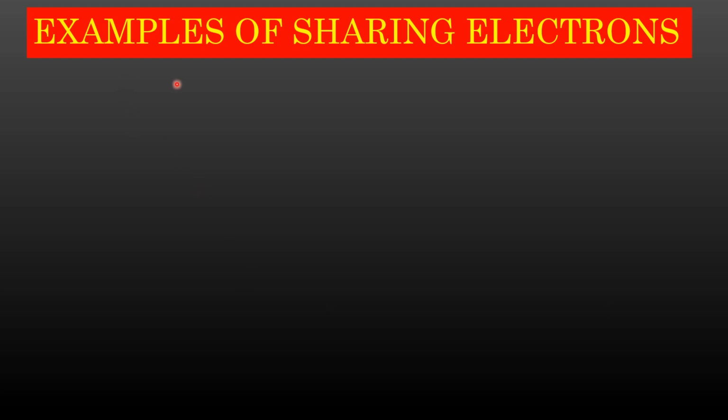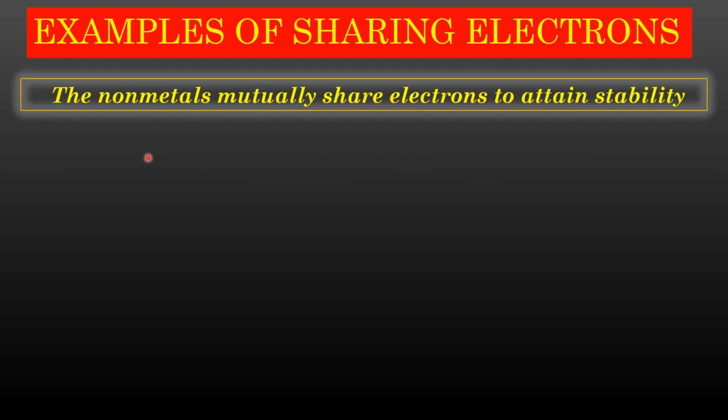Then examples of sharing electrons. Some gain, some lose, which can share electrons? Again, they will be nonmetals. The nonmetals mutually share electrons to attain stability. How many electrons they are sharing, based on that we can predict their valency.